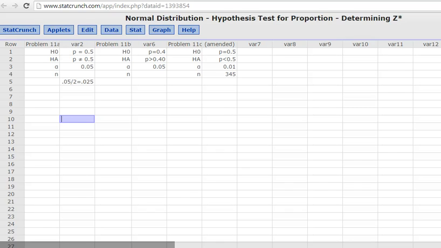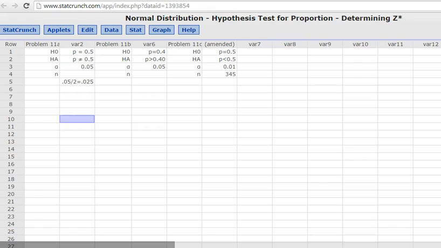This is Helen and I'm going to show you how to calculate critical Z values in StatCrunch's normal distribution function. We know that performing hypothesis tests involves analyzing data based on a normal distribution. And as you know, we determine critical Z values when performing hypothesis tests for the proportion.